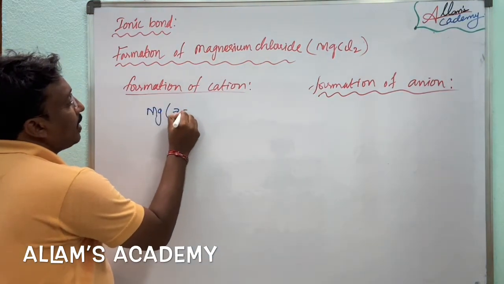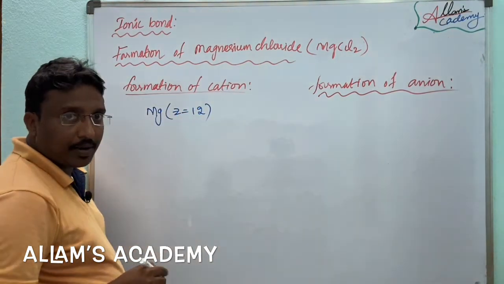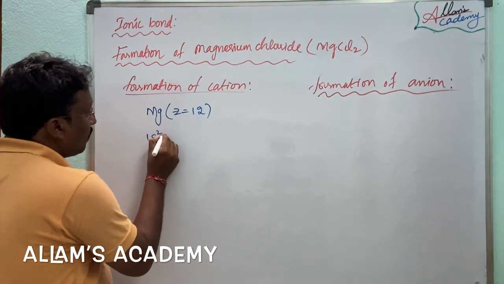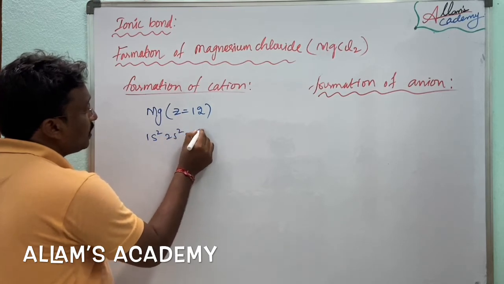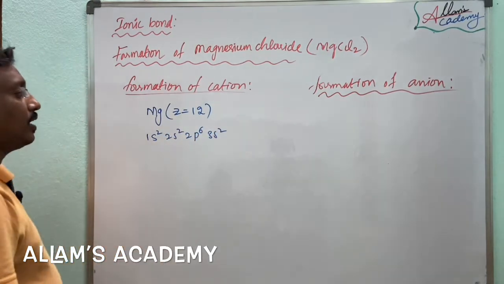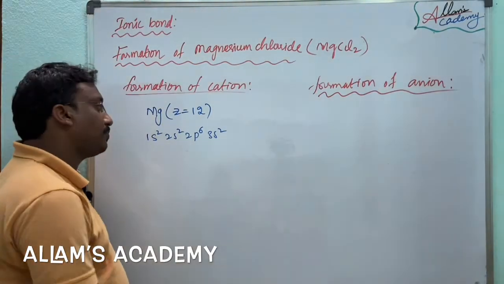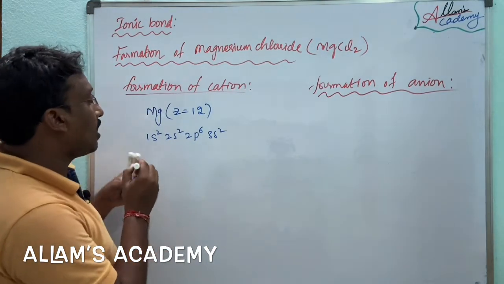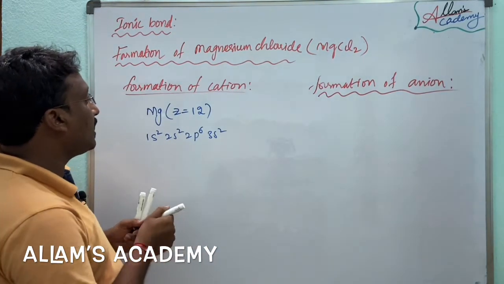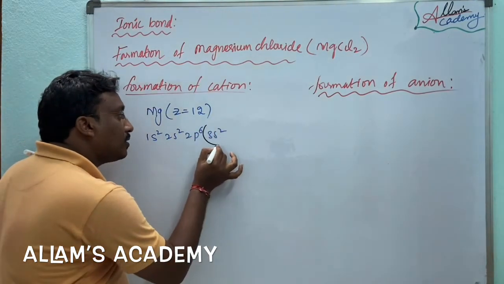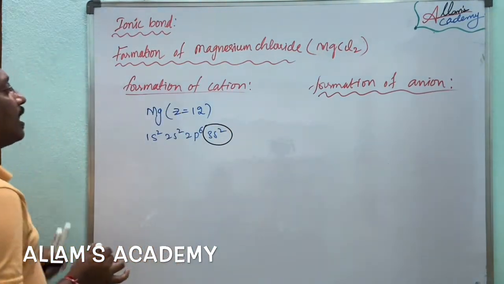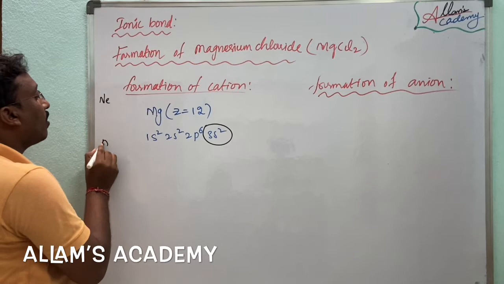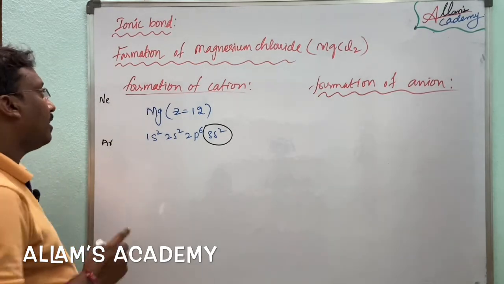The atomic number of magnesium is 12, right? Its electronic configuration is 1s2, 2s2, 2p6, 3s2. To get an octet electronic configuration, it loses these two electrons. To get the nearest noble gas electronic configuration, note that magnesium is between neon and argon.